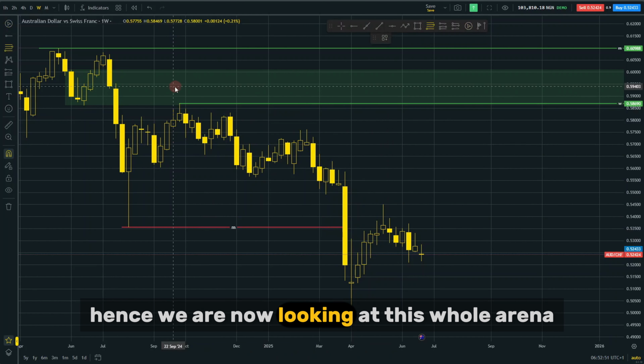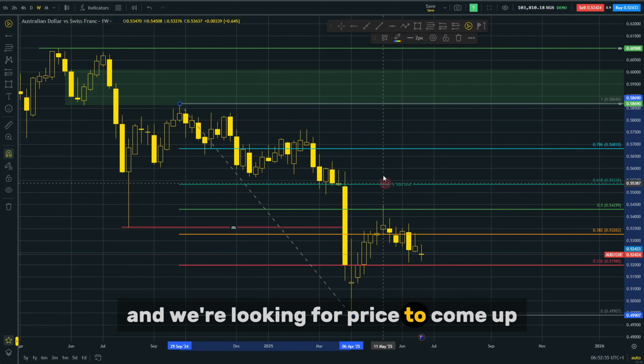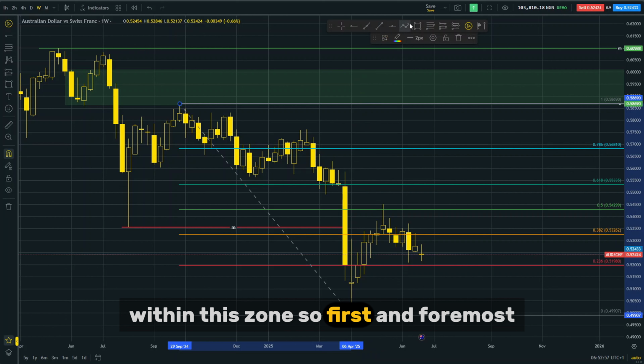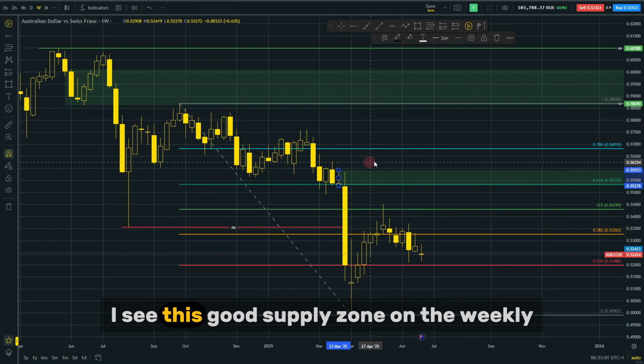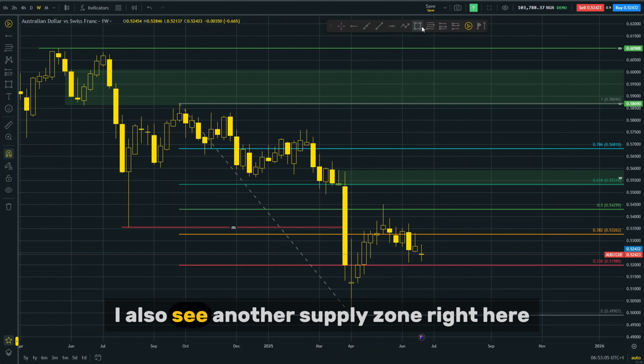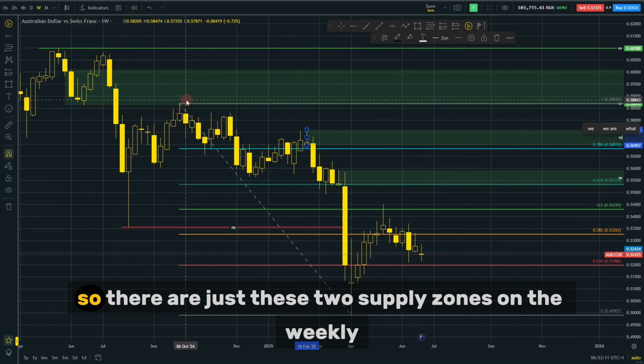Hence, we are now looking at this whole arena, and we're looking for price to come up within this zone. So first and foremost, I see this good supply zone on the weekly. I also see another supply zone right here. These are supply zones I see here on the weekly. So there are just these two supply zones on the weekly.